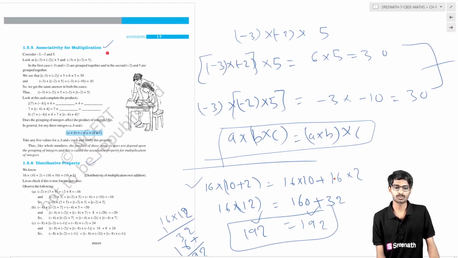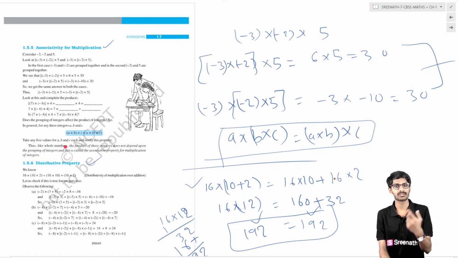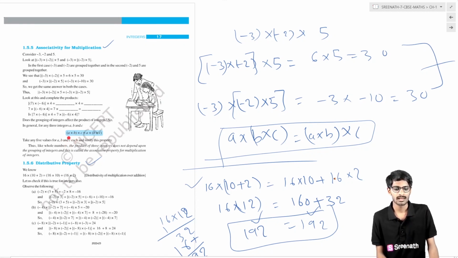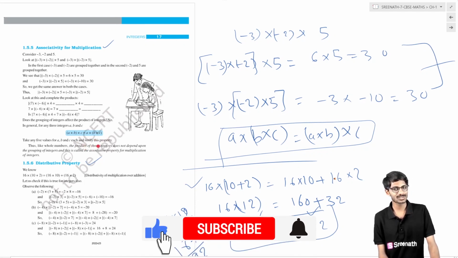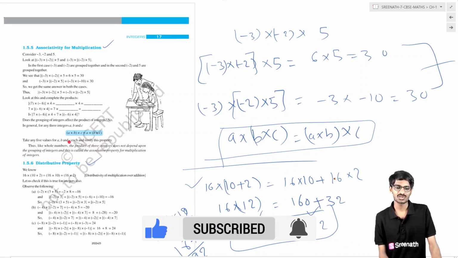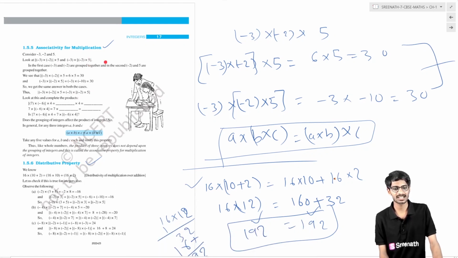After that, the associative property for multiplication. What is the associative property? In the case of multiplying three integers, if you take two integers at a time, and the next time you take another two integers at a time, the result must be the same. For example, (a × b) × c: here a and b are taken together and multiplied. And a × (b × c): here b and c are taken together and multiplied. But in both cases, you get the same answer. So finally, we say that the associative property is satisfied under multiplication.